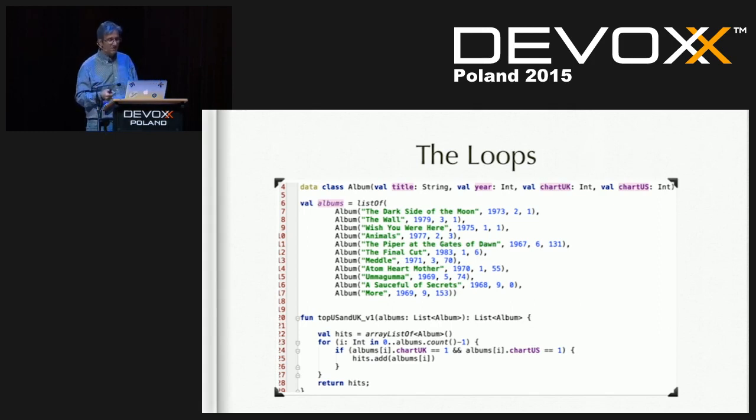So I'm creating an array list. I'm then looping through these elements. I'm checking to see if it was #1 in the UK and the US. If it is, I'm adding it to another list, and then I'm returning those elements. I have a lot of moving parts there. First of all, I have this looping thing, the iterator, the number, right? This index that I have to keep track of and make sure that I don't go out of bounds of that index.